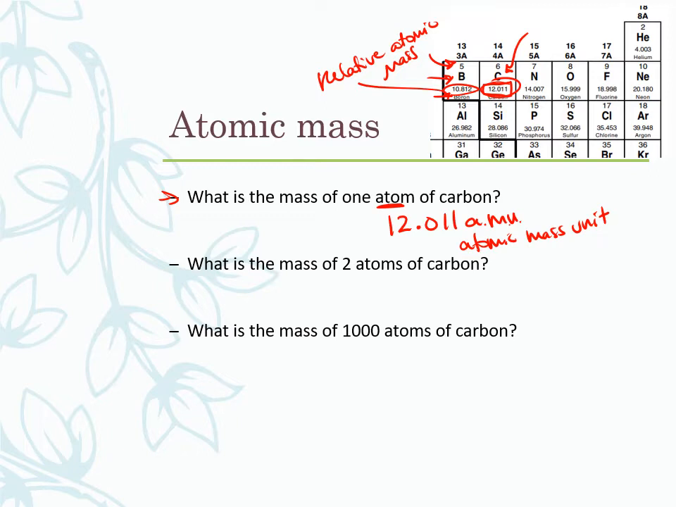The mass of two atoms of carbon, I'm just going to take that number, 12.011, and I'm going to multiply it by 2. And so now the mass of two atoms will be 24.022 AMUs, atomic mass units. What if I wanted to know the mass of 1,000 atoms of carbon? I'm going to take that 12.011, I'm going to multiply it by 1,000. And I'm going to get 12,011 AMU, the mass of 1,000 atoms of carbon.